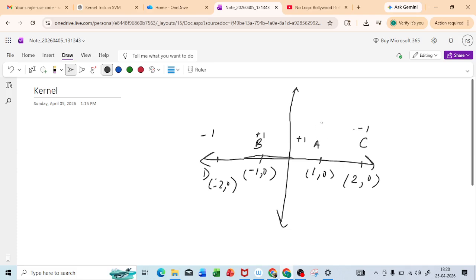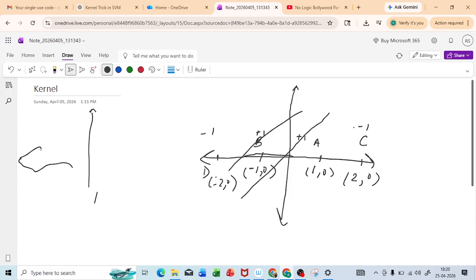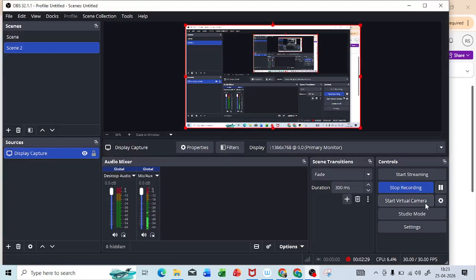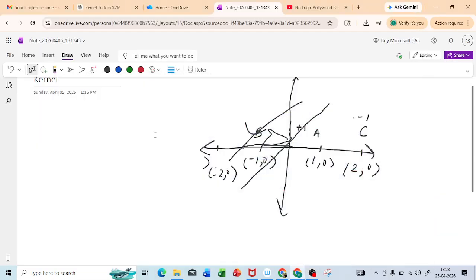So let's try with this. If you try like this, it won't be possible. If you try like this, it won't be possible. As I was saying, one of the ways in which we can separate these points is a non-linear decision boundary.